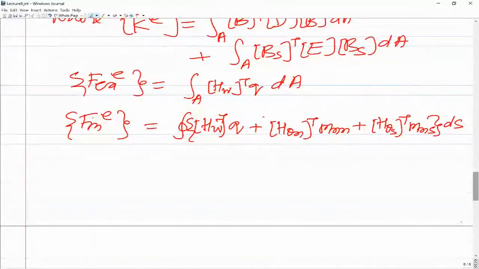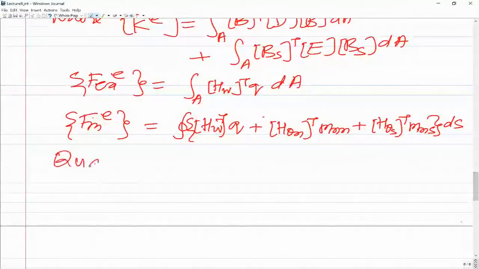Next, let us take the quadrilateral element in the physical coordinates itself, similar to the plane stress, plane strain problem I was talking about.